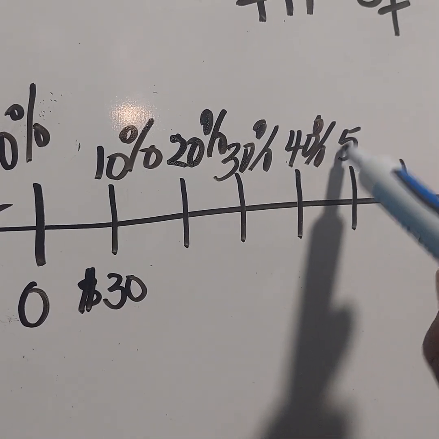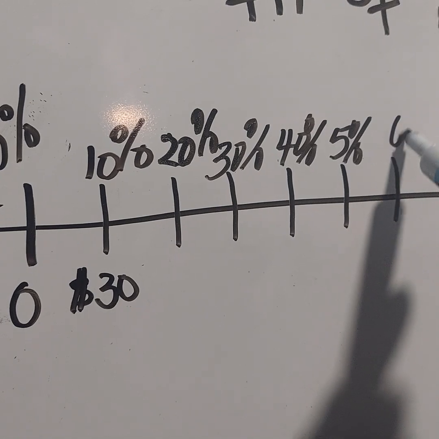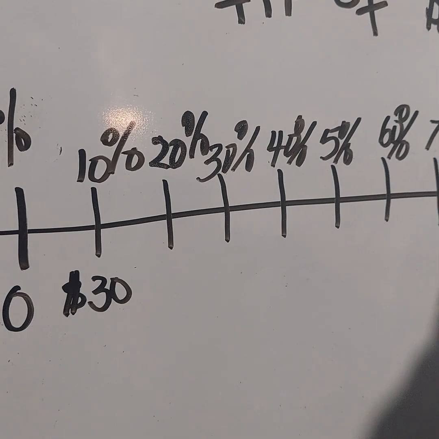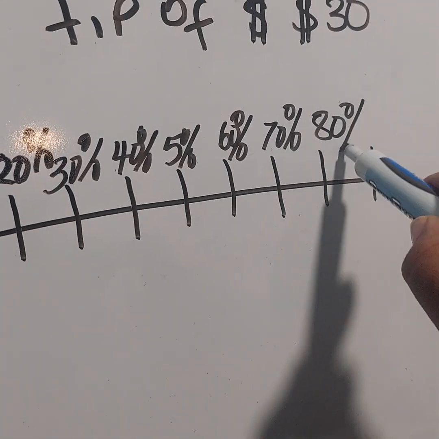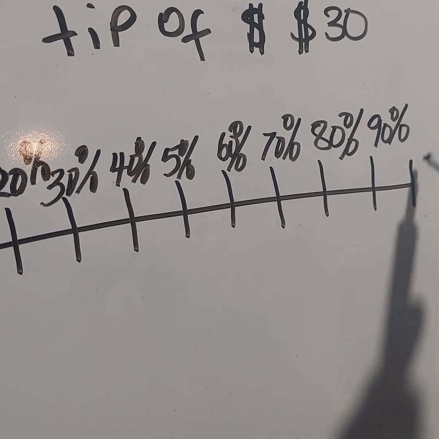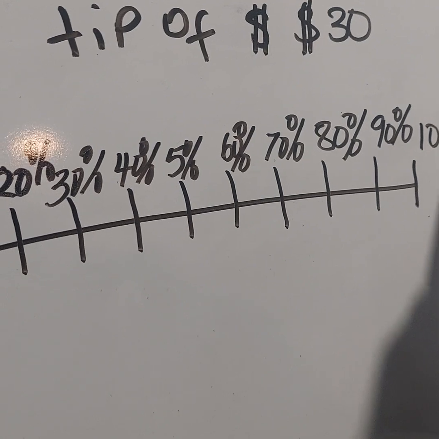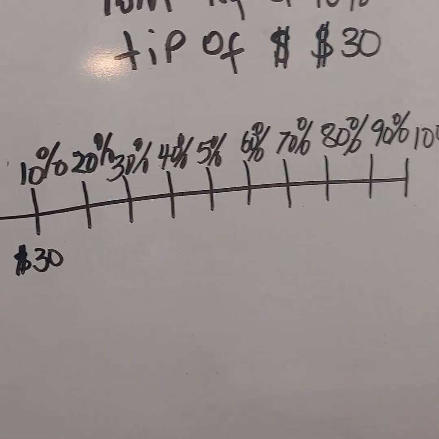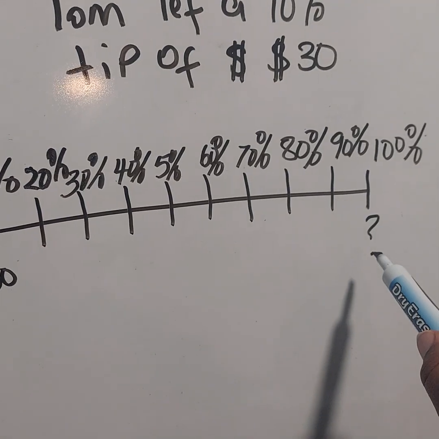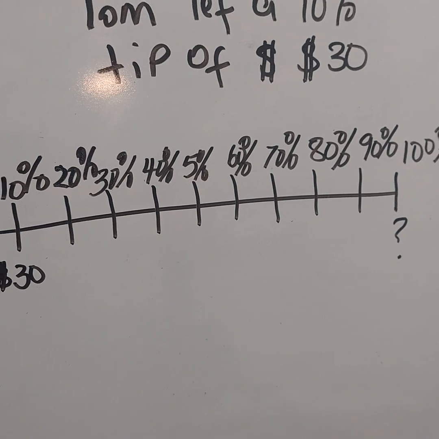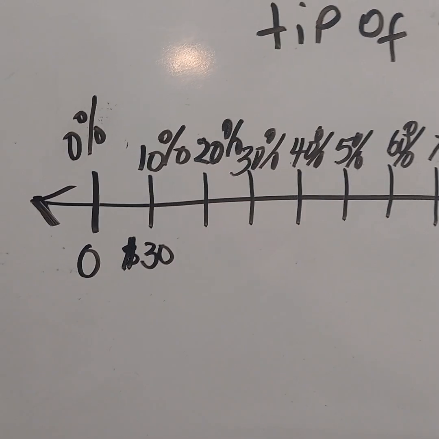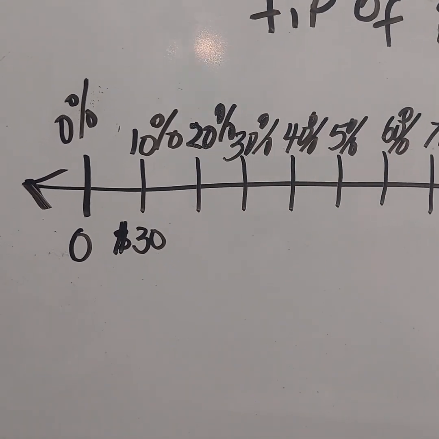40%, 50%, 60%, 70%, 80%, 90%, and I need the last one to be 100%. Now, I'm trying to figure out the total cost. I don't know this yet. I'm trying to figure out that amount right there that represents 100%. But guess what I do know? I know patterns. I know multiples. So I'm going to use my multiples of 3 to figure out what my original cost is.